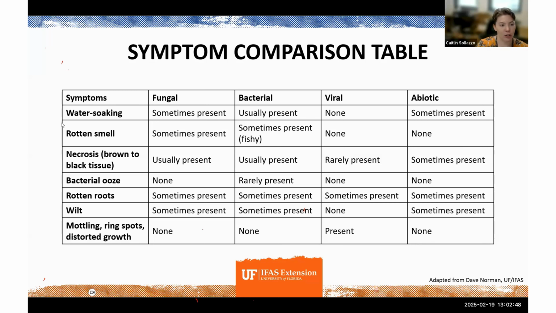So for example, if you have water soaking, a lot of times it's bacteria. Occasionally it's fungi, occasionally some abiotic stuff. So if you see water soaking, it's probably bacteria. Rotting smell, most of the time it's bacteria if it's rotting. Sometimes it's fungi. Necrosis, a lot of these have necrosis except for viruses. They don't typically, but there are some that do. And then bacterial ooze: bacteria rarely cause ooze, so most bacterial diseases will not cause ooze, but if there is some bacterial ooze, obviously it's going to be a bacterial disease.